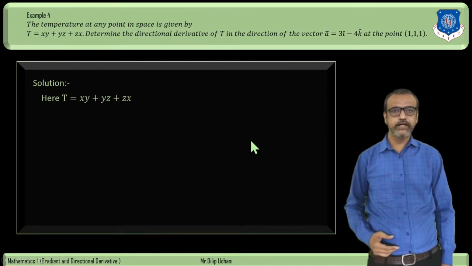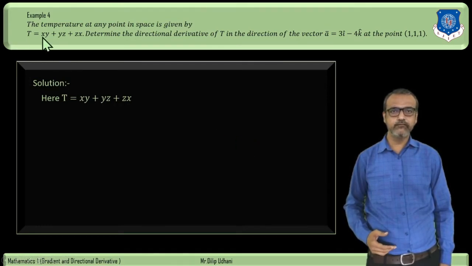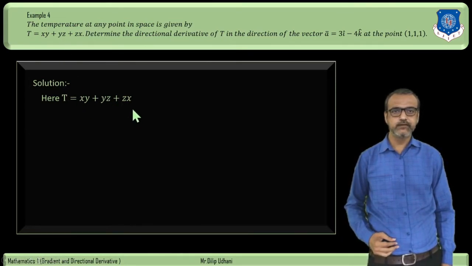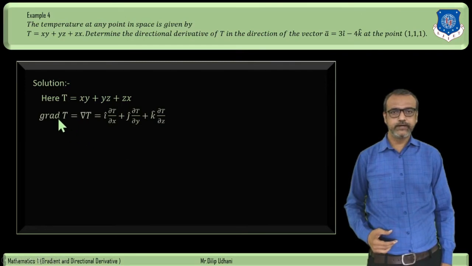To find the directional derivative, first of all we will find the gradient of the given function, that is xy plus yz plus zx. Then after we will find the dot product of grad phi and a unit vector, that is 3i minus 4k. So grad T, that is nabla T, equals i cap del T by del x plus j cap del T by del y plus k cap del T by del z.